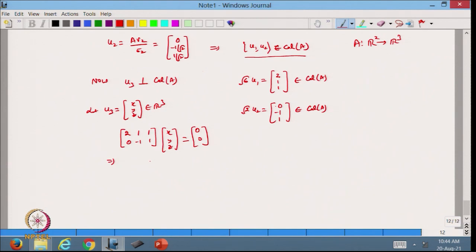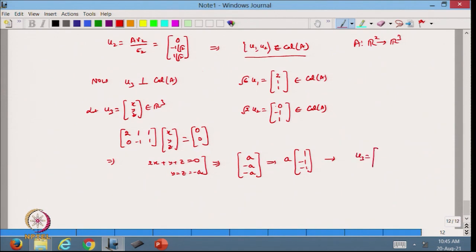Now from here you can see that I can have 2x plus y plus z equal to 0 and minus y plus z equal to 0. So I can have y equal to z. From these two I can get the vector: y and z should be the same in this case, and 2x is equal to this one. Maybe I can take minus a, because of the minus sign. So I take minus a, minus a, and from here minus 2a, it will go 2. So it will be a, and from here I can take this vector as 1 minus 1 minus 1. Now I can normalize this one.